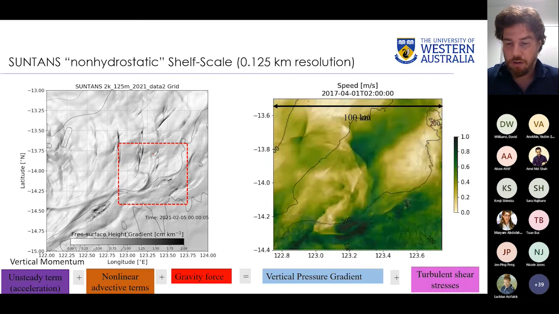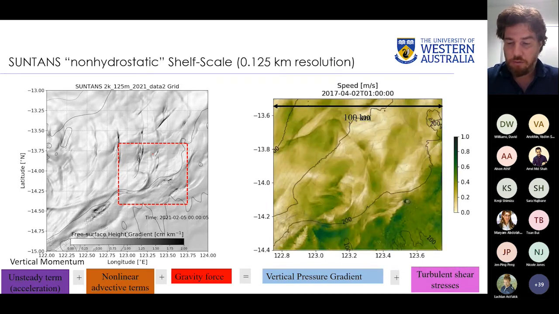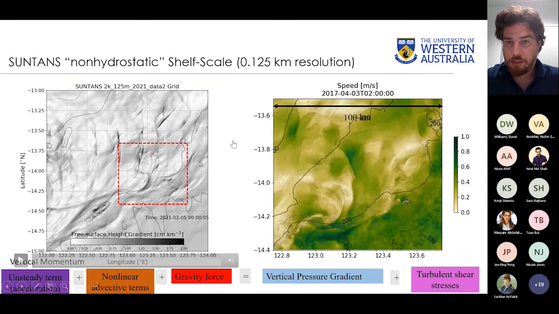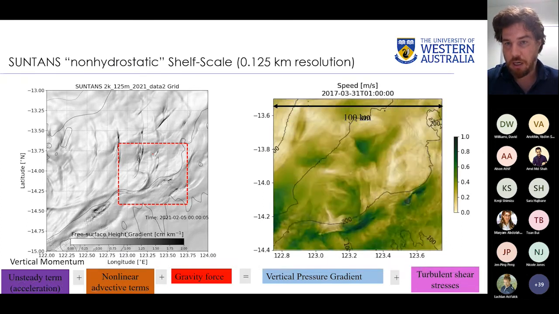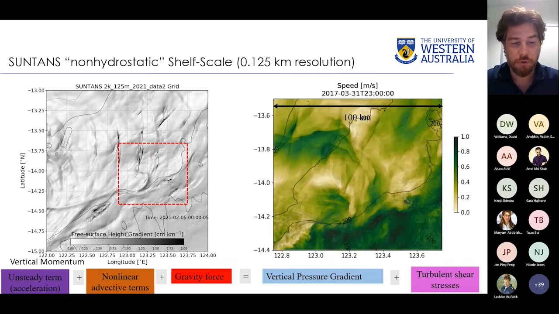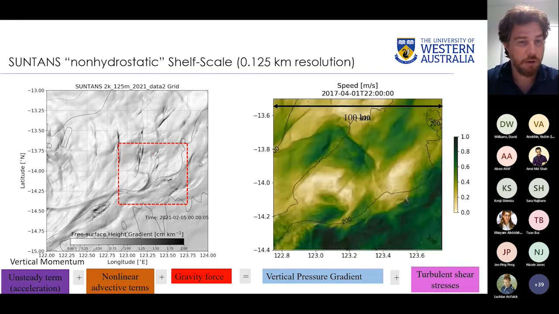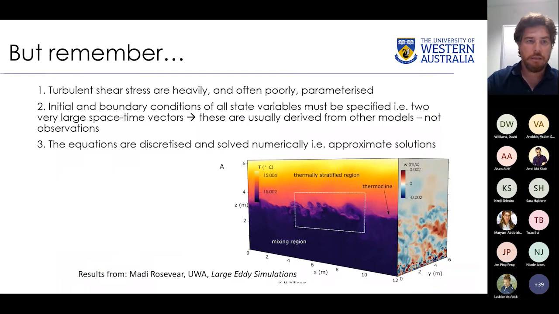So we can't actually see this from space. What the models do is give us a picture of what we should be looking for in terms of what the surface currents look like. But then I'll go back to the limitations of these models.